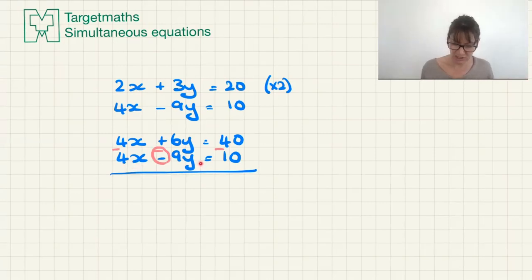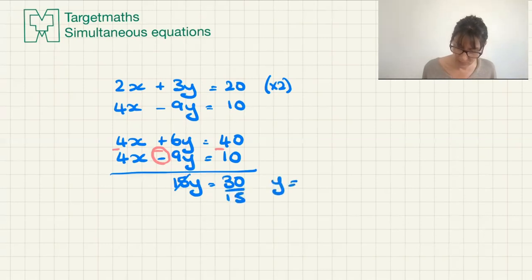So that leaves me just the y's. I've got 6 of them, that's a positive 6. And then it says minus negative 9. Well, these two negatives I've circled so that I can see clearly they're going to make a positive. So what I've actually got is 6 plus 9, which is 15y. 40 take 10 is 30. So now if I want to know what y is, get it on its own. So divide 30 by the 15, and y is equal to 2.